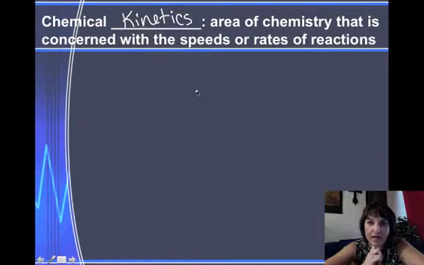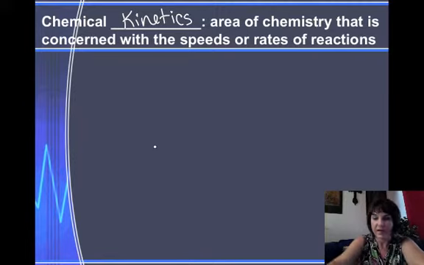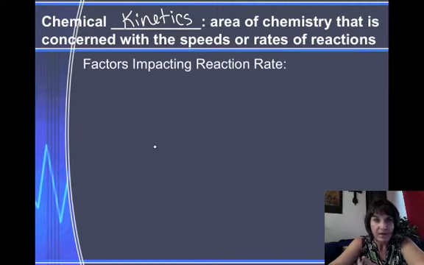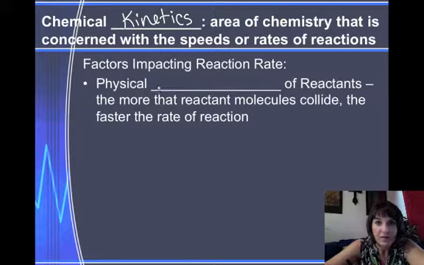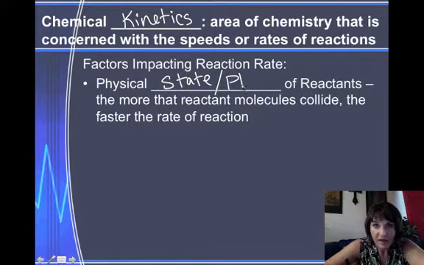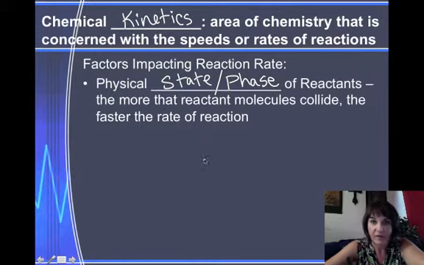Recall that chemical kinetics is the area of chemistry concerned with the speed or rate of reaction. What does this mean for the collision theory? That means in all the factors that impact reaction rate, we're really looking at factors that increase collisions between molecules or atoms. So the physical state or phase of the reactants is going to be important because the more reactant molecules can collide, the faster the rate of reaction will be.